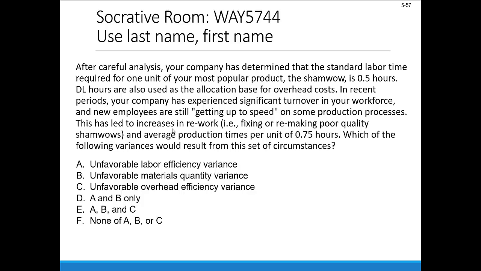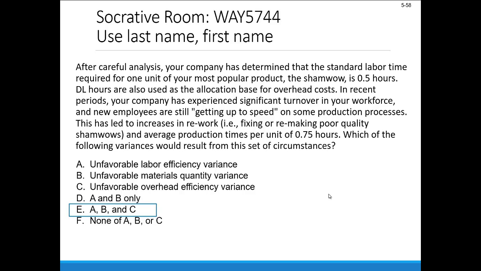This has led to increases in rework, so that's fixing or remaking poor quality ShamWows, and average production times per unit of 0.75 hours. Which of the following variances would result from this set of circumstances? Pause the video here, look through those potential solutions, give it some thought, and then come back for some discussion.